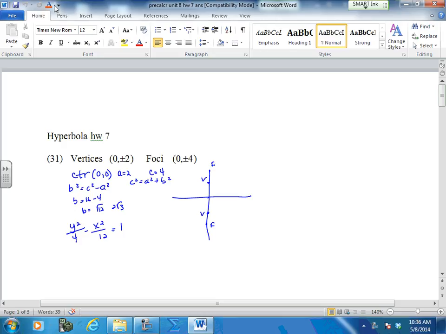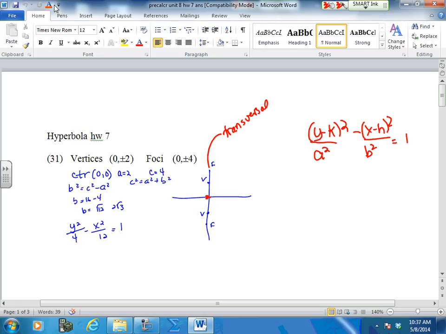Your best bet is to graph this, sketch it. Once you sketch it and you see where your vertices are, this is your transversal axis. If it's along the y, then you know your y is coming first, and a squared always goes under the first one. Now, once you set this up and you find your distance, find your center.